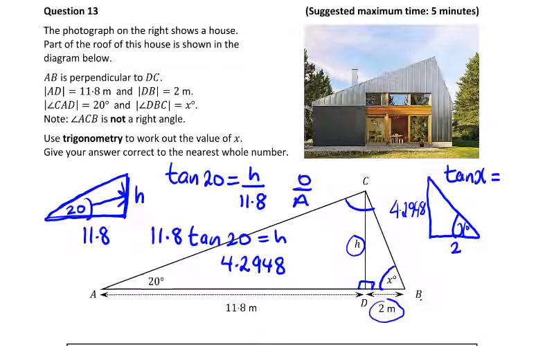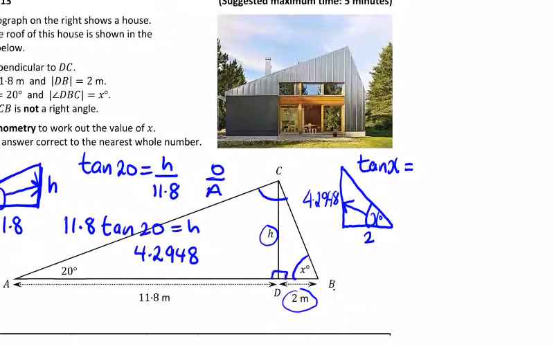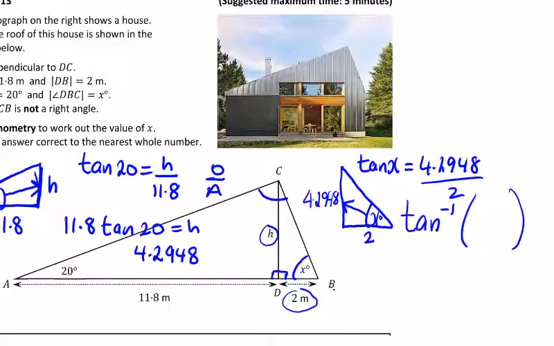Tan of X is equal to opposite, draw your arrow, over adjacent, so 4.2948 over 2. And this is where you use the inverse function on your calculator, the inverse tan of this whole number here. 4.2948 over 2 will give us the size of angle x. So x is equal to, calculator use again, you can't do these questions in your head.